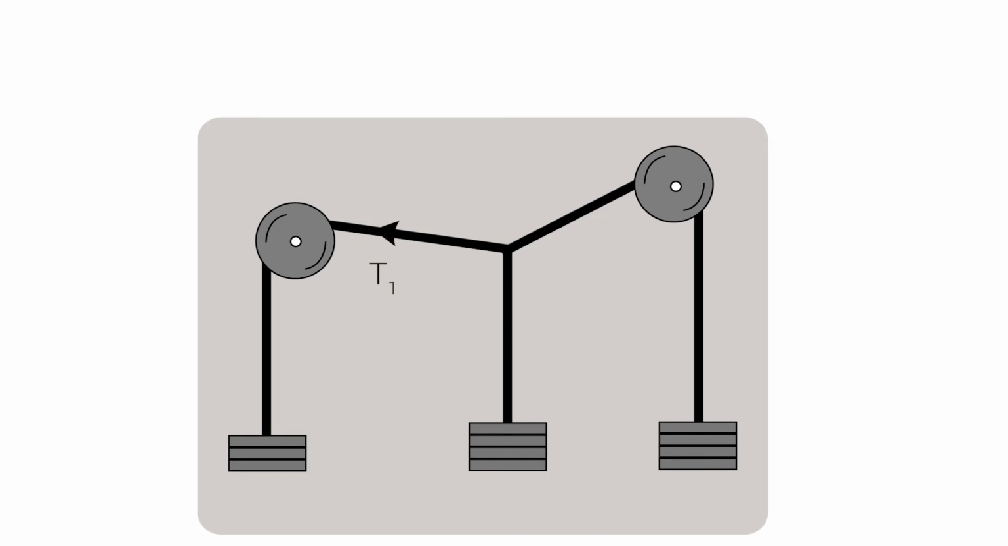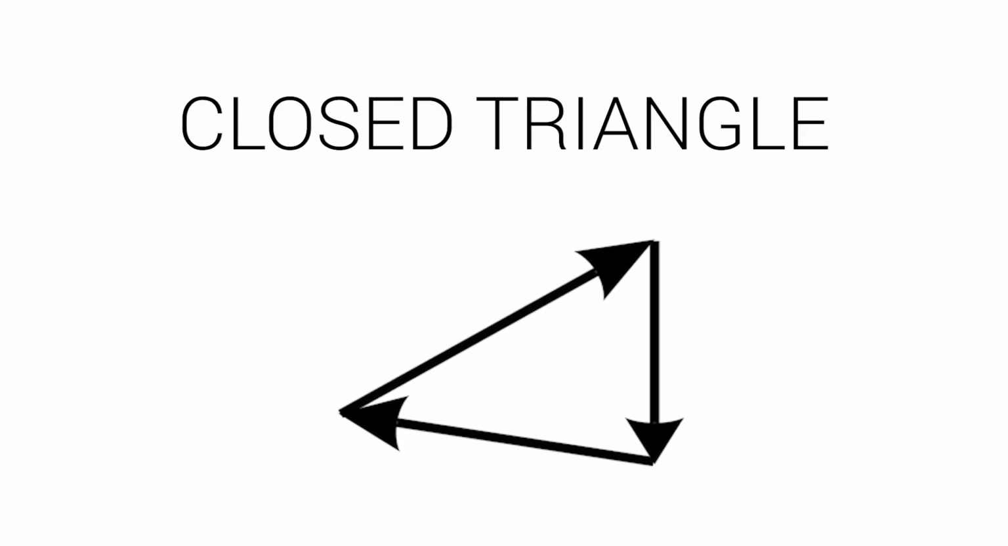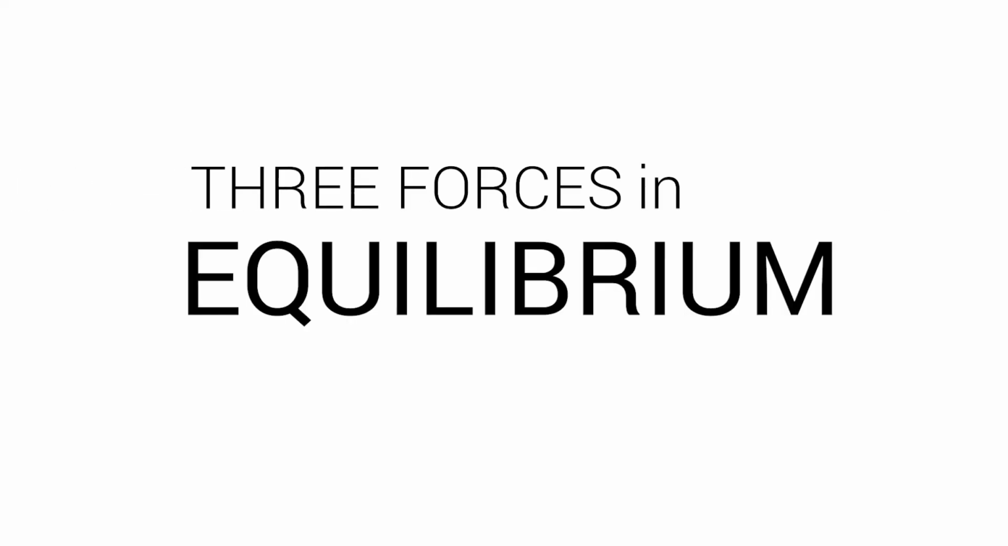They're all acting because of the three different weights that we have. We've got tension 1 for the weight on the left, tension 2 for the weight on the right, and W for the weight in the middle hanging downwards. Now, if I use head to tail rule for all three of these, I can create what is called a closed triangle, and you can see that all three of these arrows move around in the same direction, either clockwise or anti-clockwise. This is a condition for equilibrium. So three forces are in equilibrium, which is known as a closed triangle.